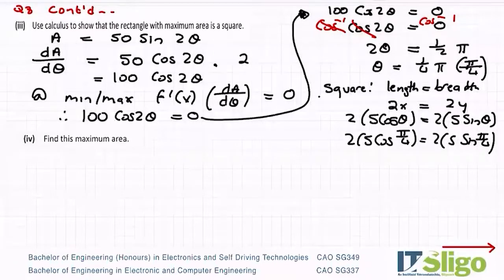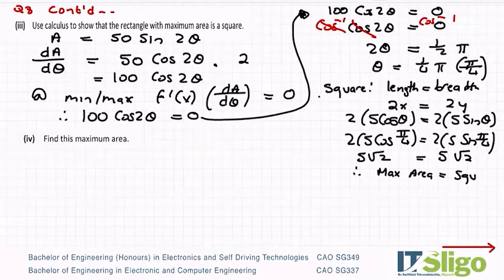So 2 bracket 5 cos pi over 4. I'm getting 5 root 2 for this. And then let me just go back and change the cos to a sine. Yeah, and I'm getting 5 root 2. So therefore, max area equals square.